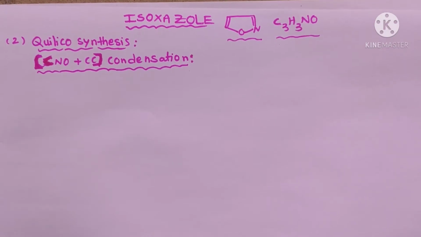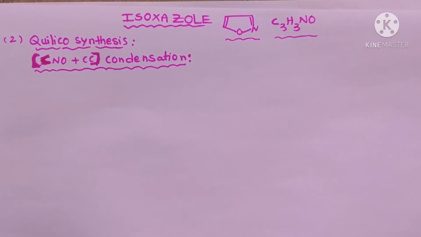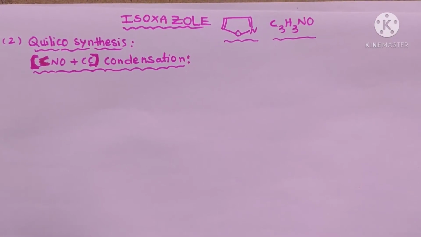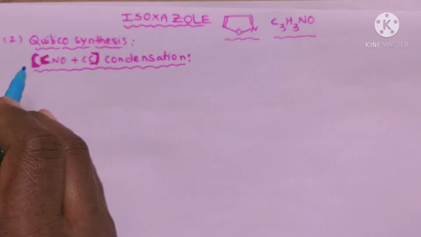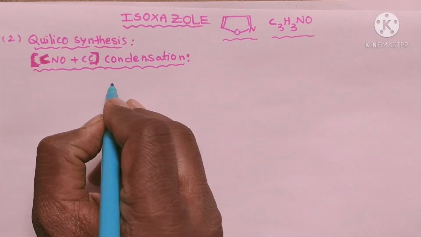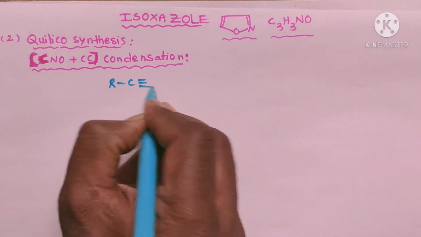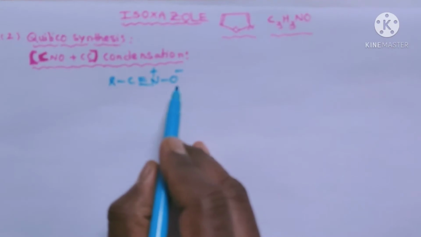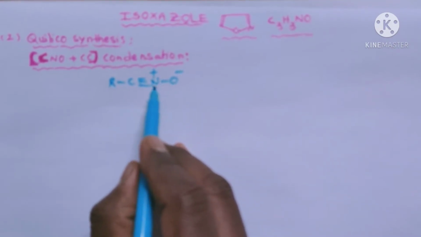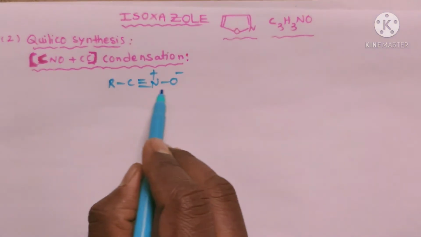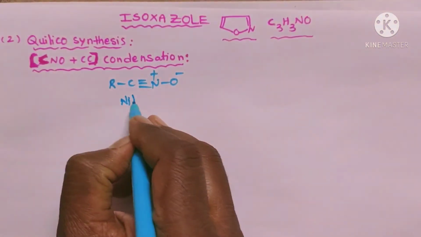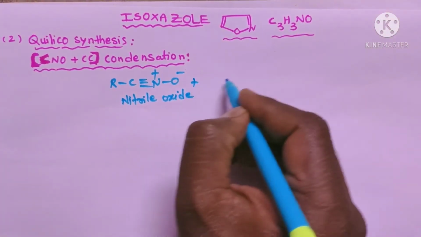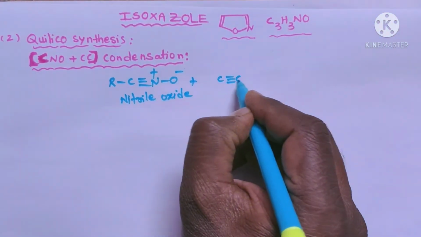Okay, and now we discuss about the second preparation method, that is the glycosynthesis. Glycosynthesis is also known as the CNO plus CC condensation. Here in glycosynthesis we use the nitrile oxide. Cyanide is known as the nitrile, and here oxygen is substituted on the nitrogen of the cyanide, so that's why we call it as the nitrile oxide. Okay, so this is nitrile oxide, and this is allowed to react with the acetylene derivative.